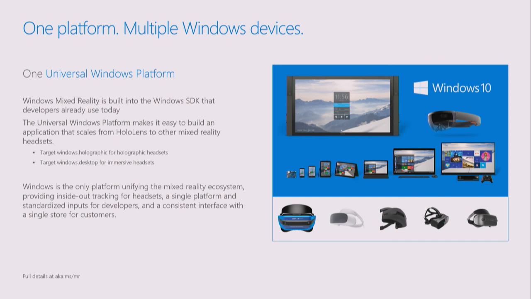So if you've already been developing for HoloLens today, you already are developing for Windows Mixed Reality. You already, in fact, understand a lot about developing for the immersive headsets as well. One platform, one set of tools. You can see here when you publish, you can target .holographic to target HoloLens and holographic headsets. You can target desktop and then detect when the application launches if there's an immersive headset plugged into the PC. And right now, Windows is the only one doing this, a unified platform across these device types.